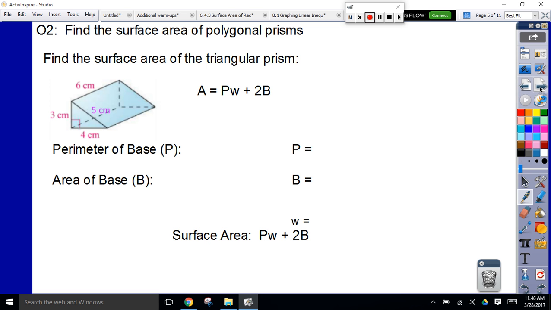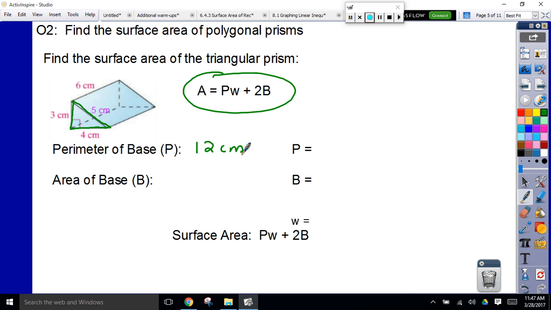Okay, we're finding the surface area of this triangular prism. Here's our formula. So before I can apply the formula, I want to make sure I know what P and B are. So first I'm going to find the perimeter of the base. Now the bases are always the 2 shapes on the end. So this is my base. What is the perimeter of that base? Anna? 12. 12, good. 4 plus 3 plus 5 is 12, so the perimeter of the base is 12 centimeters.